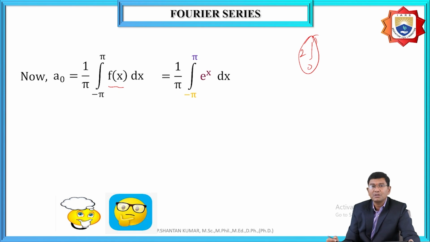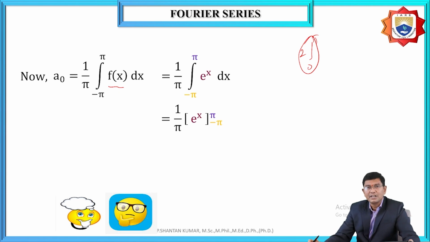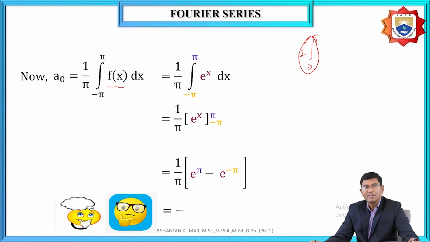Therefore, we need to integrate e power x directly. The integration of e power x is e power x as it is. The limits are minus pi to pi, so we replace the upper limit with pi and the lower limit with minus pi. The value becomes e power pi minus e power minus pi. So the value of a naught is e power pi minus e power minus pi, divided by pi. That is the solution.